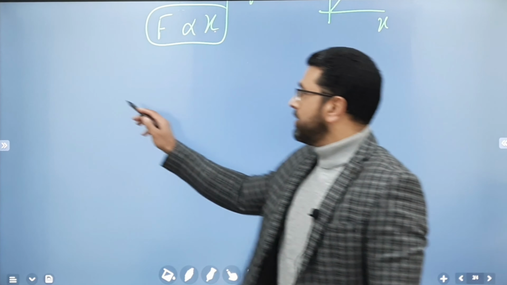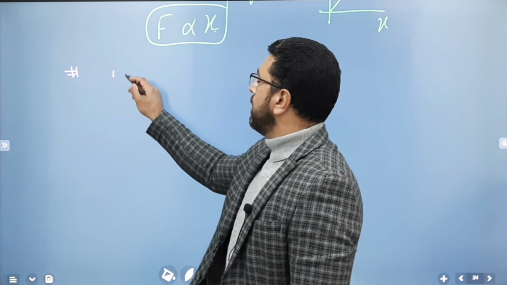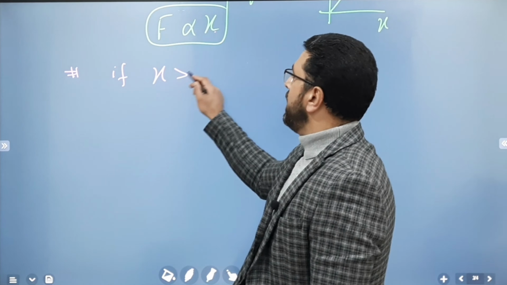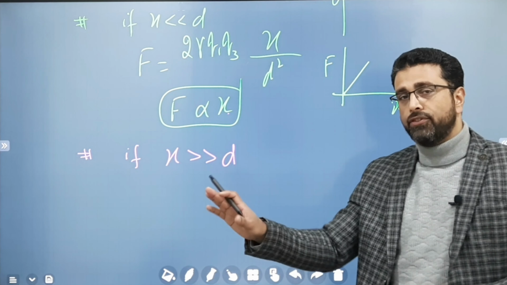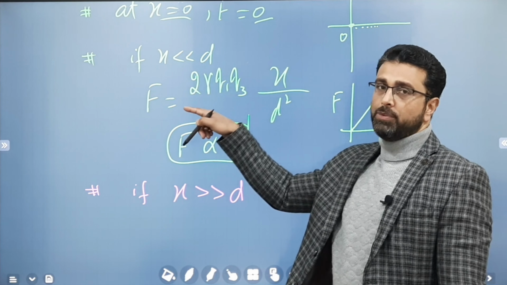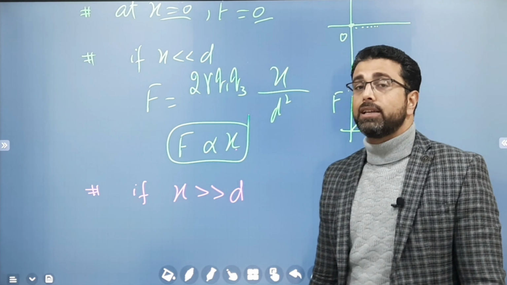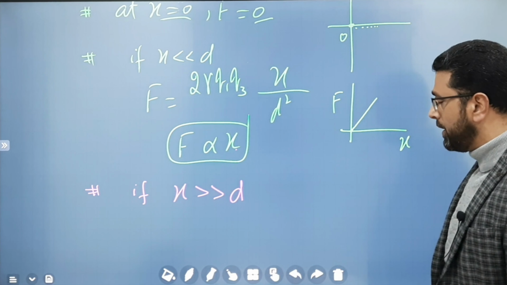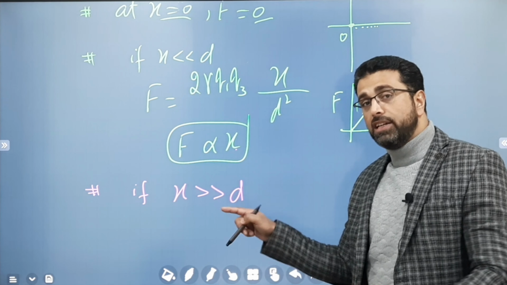Now let's consider another special case. If x is very large in comparison to d, not infinity, obviously at infinity force we know will be 0. X is now very large, so reverse of this one. We considered x small in comparison to d, and now we are considering x very large in comparison to d. Now if x is large in comparison to d, then we can neglect d.